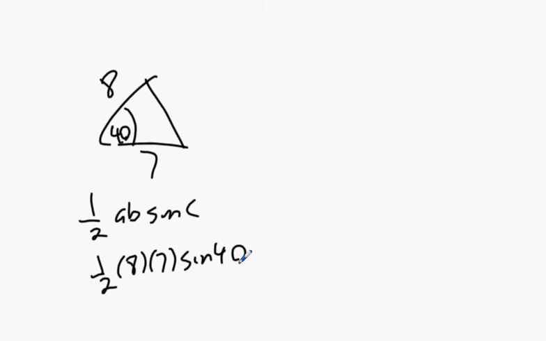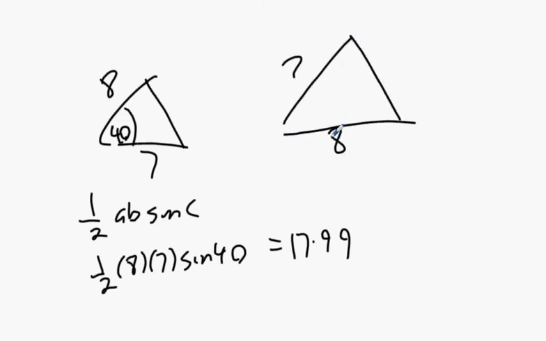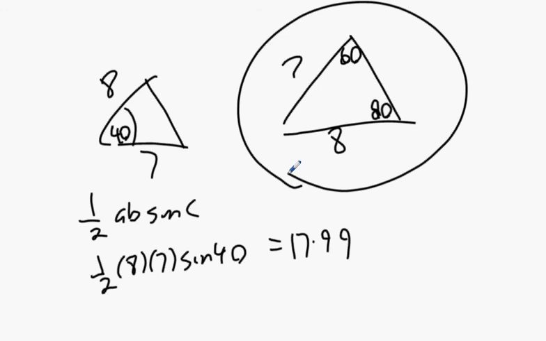17.99. Okay. Now, how they'll trick you in an exam is they'll do something like this. They'll give you 7 and 8, and they'll tell you, look, this is 80, that's 60, and they'll ask you to calculate the area of this triangle here. What do you need to make that work? You need the angle that's in between the two sides. So you'd have to add them up together and take it away from 180. And lo and behold, it actually turns out to be 40, which is the same triangle we had in the first question. A half ab sine C. Okay, guys.